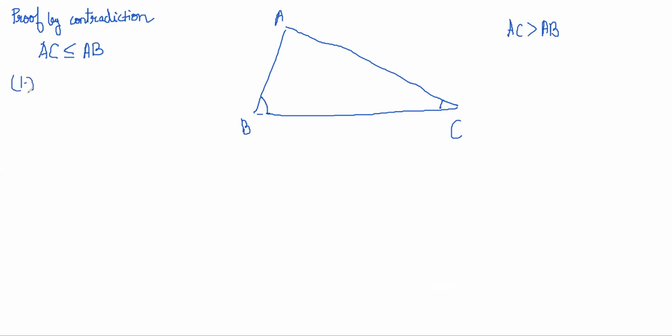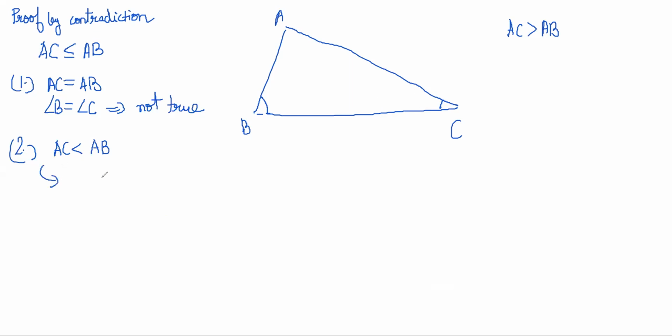So one case can be AC is equal to AB. In that case, angle B should come as equal to angle C, which is not true. So that is immediately contradicted. The second case is AC is less than AB. Then we have to basically prove the opposite: that greater side has greater angle opposite to it.